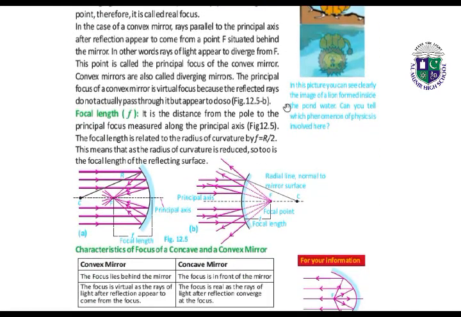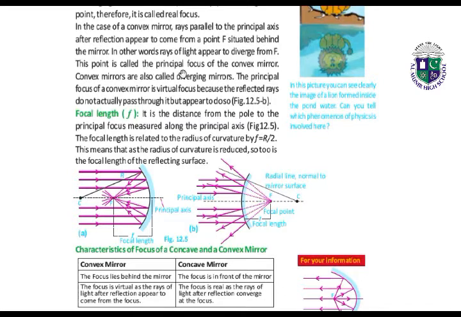But in the case of convex mirrors, rays parallel to the principal axis, after reflection, appear to come from the point F. In a convex mirror, opposite to the concave mirror, the reflected light rays appear to come from point F situated behind the mirror, on the back side of the convex mirror. In other words, rays of light appear to diverge from F.